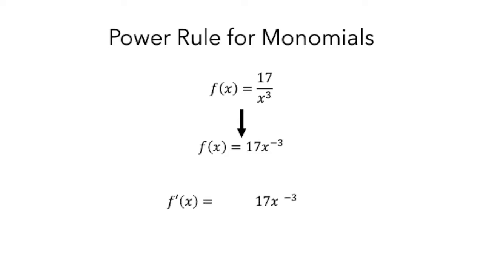Sometimes, things don't immediately look like monomials. For example, here's a function that has x in the denominator. In this case, you need to rewrite this to see how it is a real monomial. Remember, an exponent in the denominator can be written as an exponent in the numerator multiplied by negative 1. And then you can apply the rule for monomials, the power rule. Multiply the coefficient by the exponent and subtract 1 from the exponent.